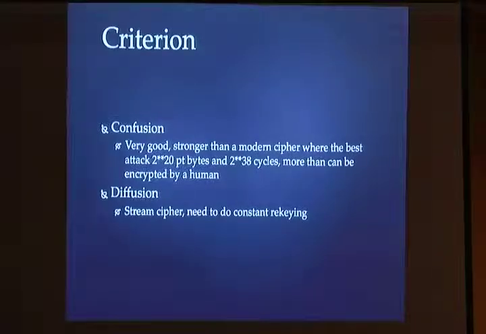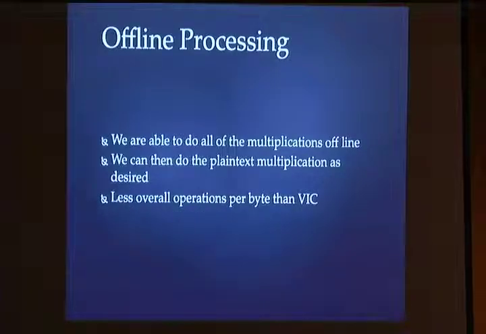I'm never going to encrypt 2 to the 20. It's pretty much a chunk of the Library of Congress, like a non-trivial chunk, like a wing. I'm not going to write that much. And it's a stream cipher, so you have to do constant rekeying. Finally, we can do offline processing. Like, we can do all of these things and actually write out all I would need for this before I ever have to do this, which makes our lives much easier. And it's at less overall operations per byte than VIC.